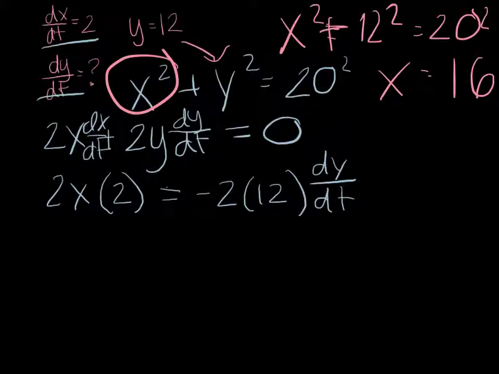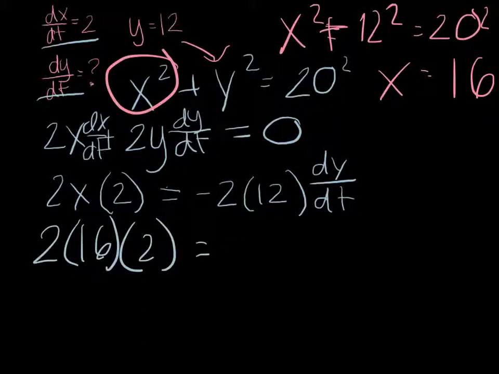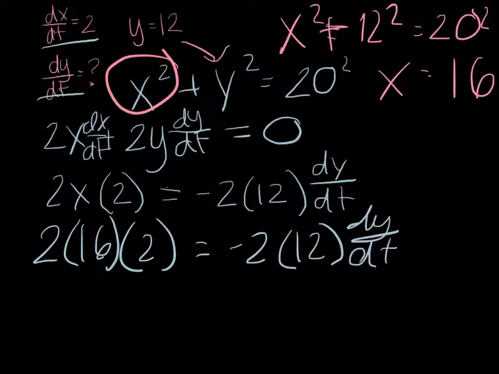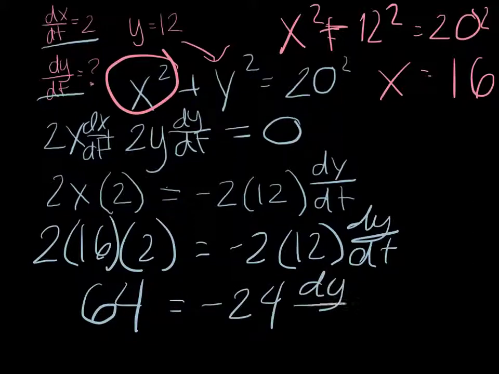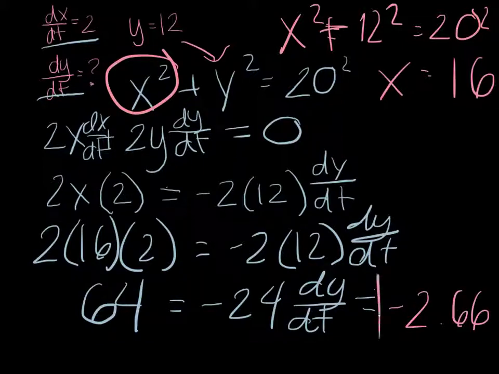Now, going back here, we can plug in that number, so 2 times 16 times 2 equals negative 2 times 12 times dy/dt, which is the rate that we want. We know that 2 times 16 is 32, multiplied by 2 is 64, and we get negative 24 dy/dt. Or dy/dt equals negative 2.66 feet per second.